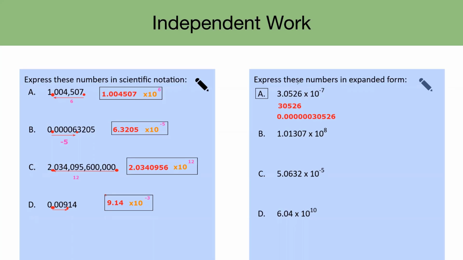So our proper expanded standard notation for the number in letter A is 0.00000300526. And although that seems really tough, just remember all we're doing here is moving that decimal place the amount of times the exponent tells us. So it all comes down to this exponent up here.